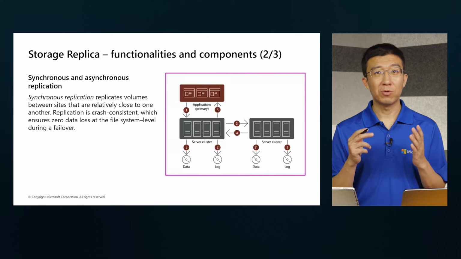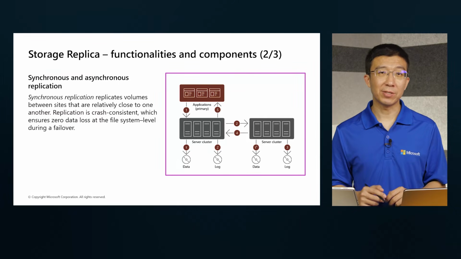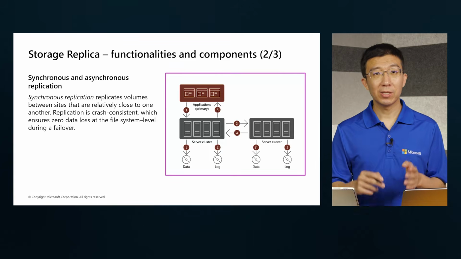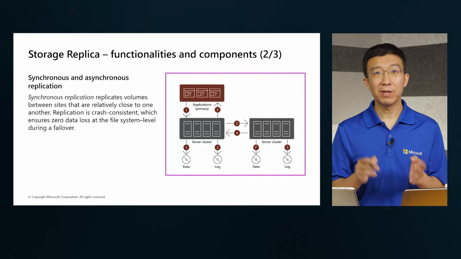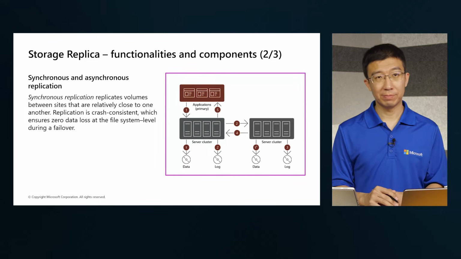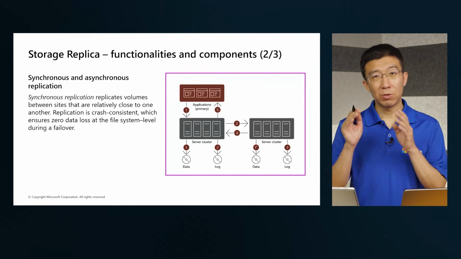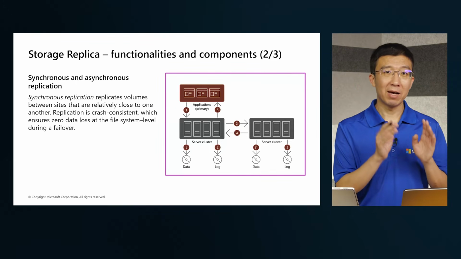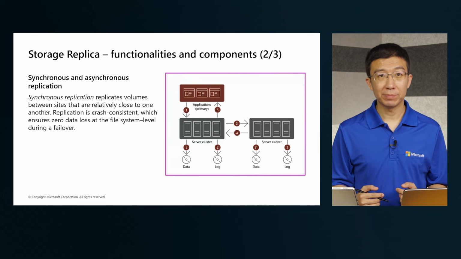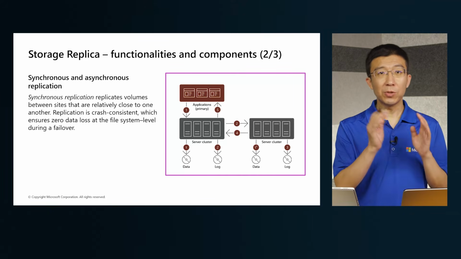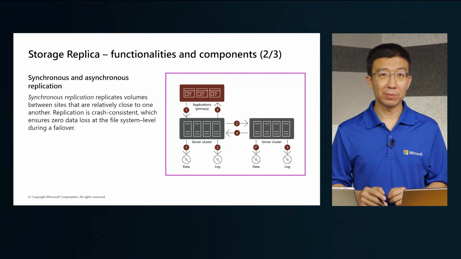Let's compare replication types. Synchronous replication replicates data between sites with low latency, less than 5 milliseconds round trip. It ensures zero data loss. Writes must succeed on both source and destination before confirming. Use this when data integrity is critical.